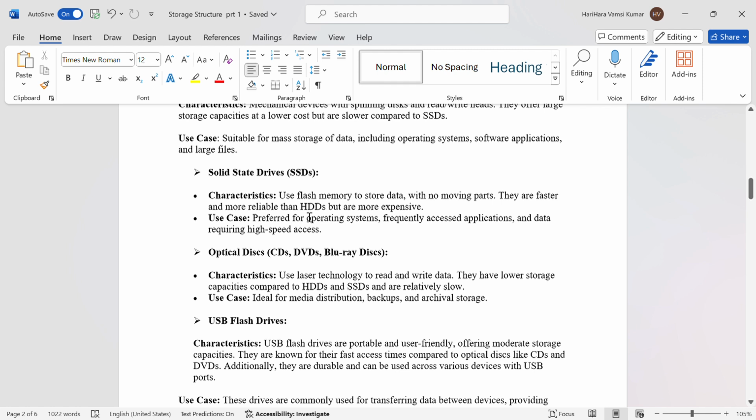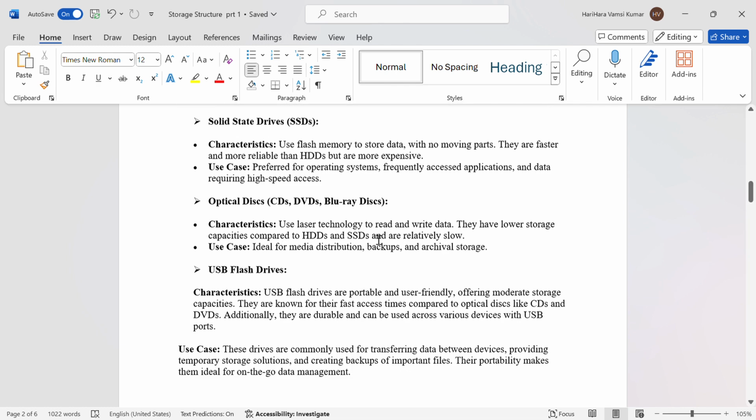Solid state drives, SSDs. Characteristics: use flash memory to store data with no moving parts. They are faster and more reliable than HDDs but are more expensive. Use case: preferred for operating systems, frequently accessed applications, and data requiring high speed access.